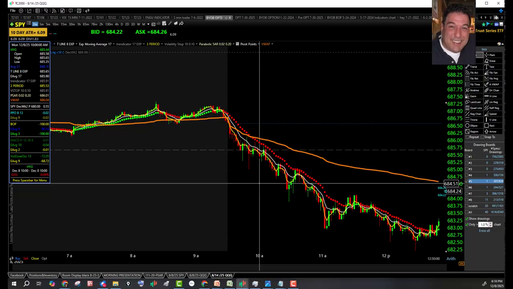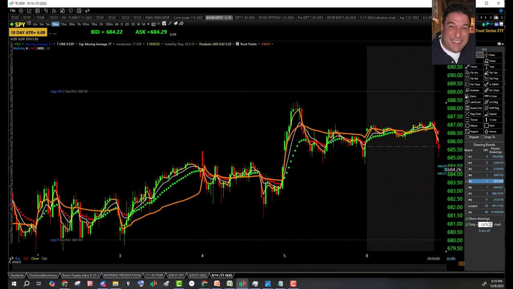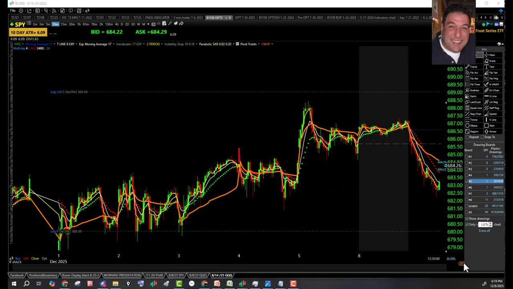Okay, so here is 10 o'clock, 686.04. See, about a 5-cent difference, so it's not exactly the same. That's my 10 o'clock candle. I'll go to the 10-minute chart. Okay, 10-minute chart.